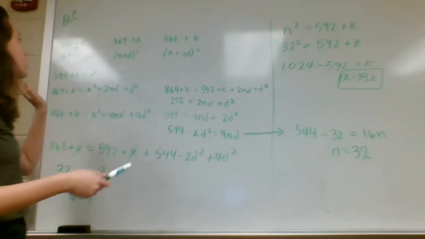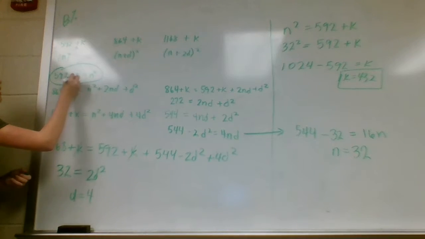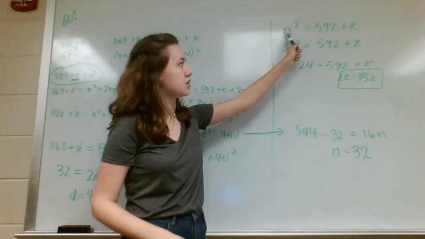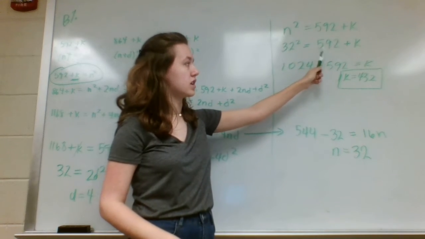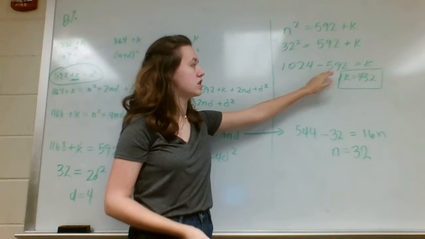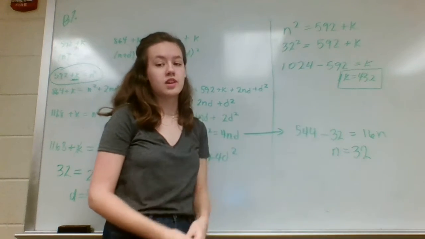From there, you can go all the way to the beginning. This is your simplest equation, and you're solving for k. So you have 592 plus k is equal to n squared. N is 32, 32 squared is 1024, so 1024 minus 592 is equal to k, and k is equal to 432. And that's the problem.